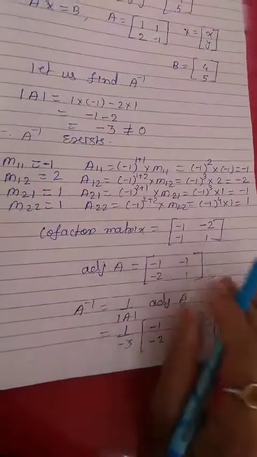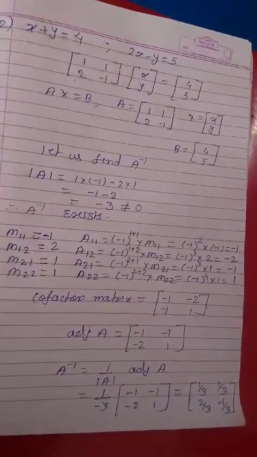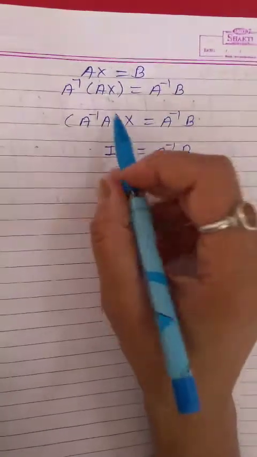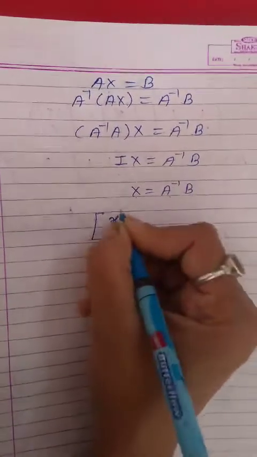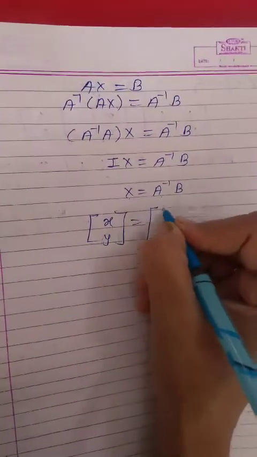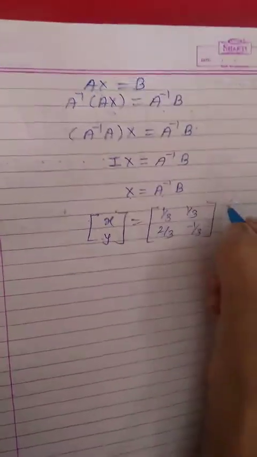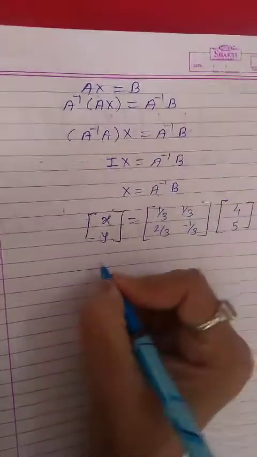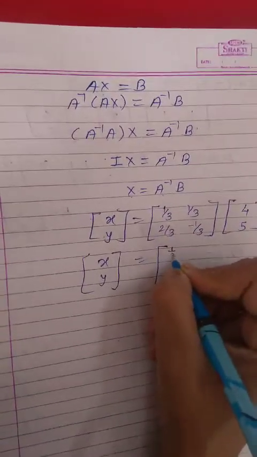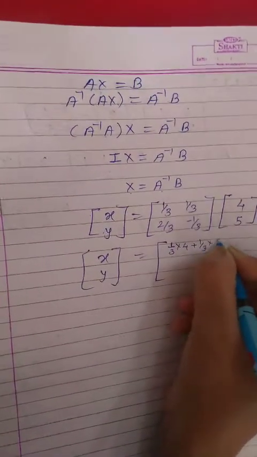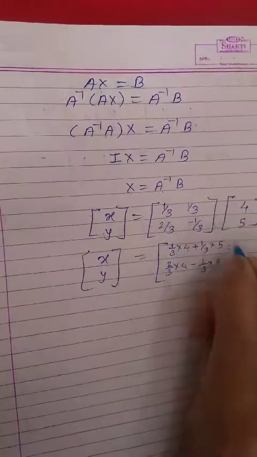Now we will write AX is equal to B, and then we'll multiply both sides by A inverse. So in this way we'll write AX equal to B. So X is equal to this. So X means (x, y), and our A inverse is 1 by 3, 1 by 3, 2 by 3, and -1 by 3. And our B is 4, 5. So (x, y) is equal to 1 by 3 into 4 plus 1 by 3 into 5, and here 2 by 3 into 4 minus 1 by 3 into 5.